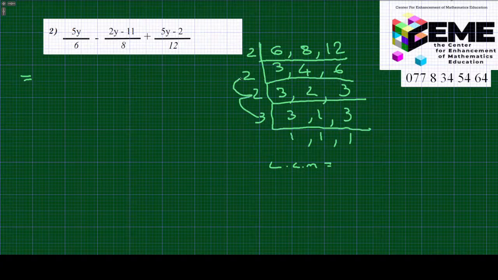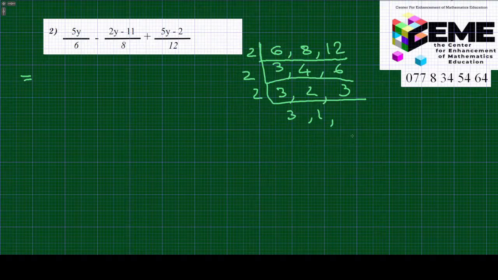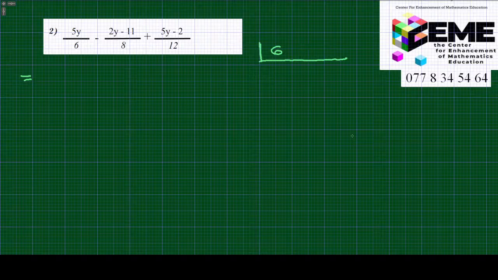So the LCM is 3 times 2 is 6. 6 times 2 is 12. Times 2 is 24. So 24 is the place where 6 and 8 and 12 meet. Like they are multiplication tables. 24 is there in the multiplication table of all three of these values. So let's use 24 as the denominator, the common denominator. So I put 24.